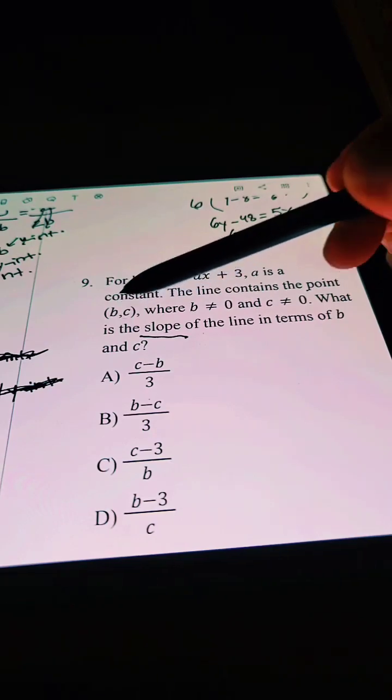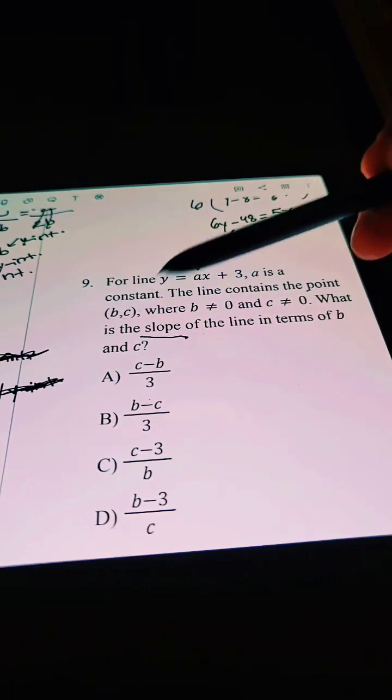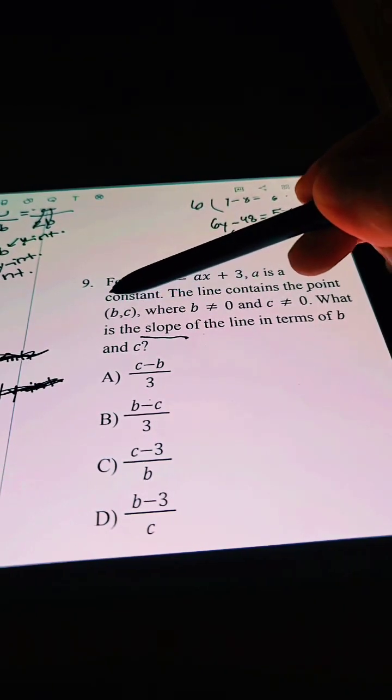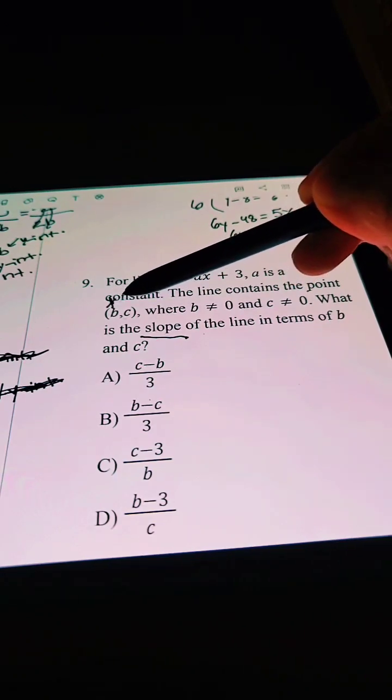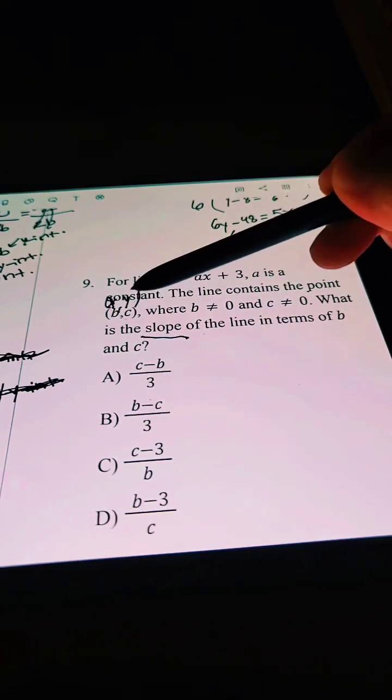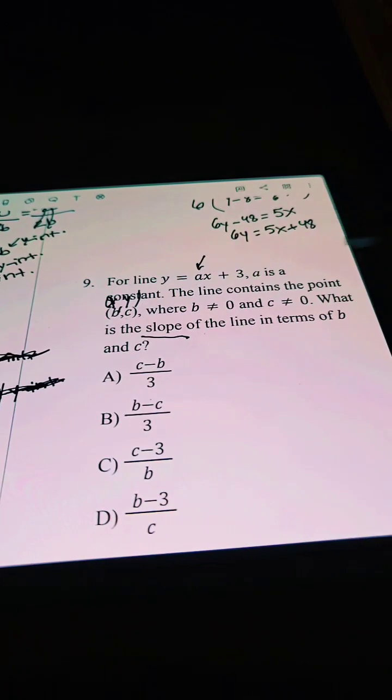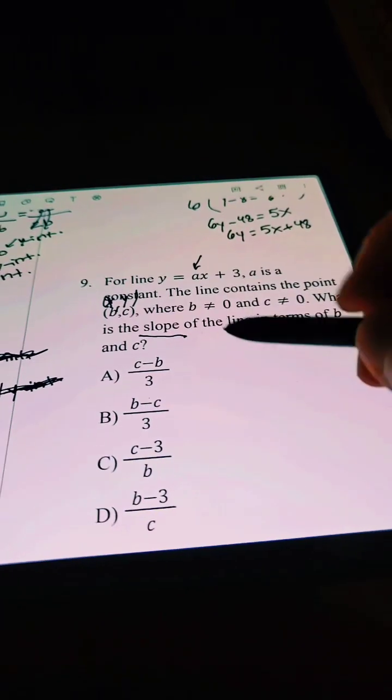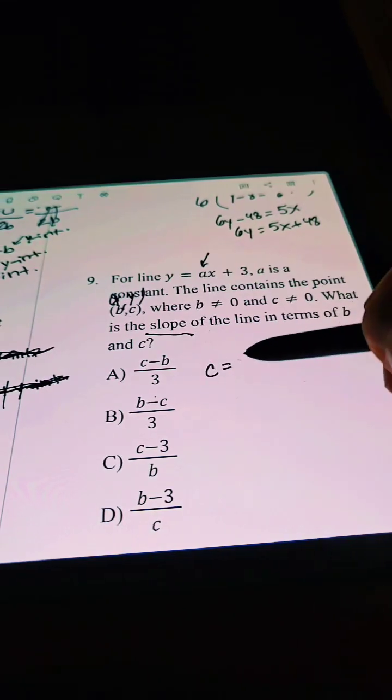Now, a point was given to us, (b, c). Remember, any point is just going to be like (x, y) is how we think of our points. So b is your x value and c is your y value. So I'm going to plug that into the equation for the line. So I'm going to say c goes where y is.